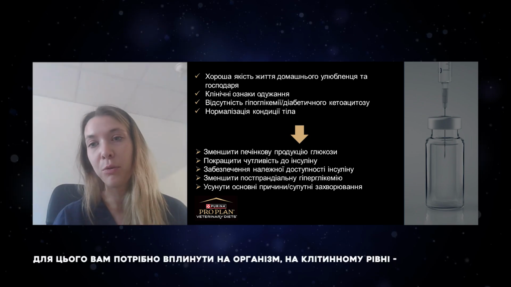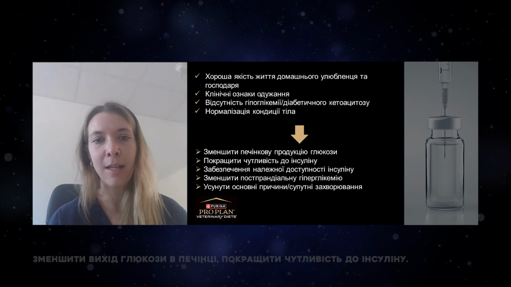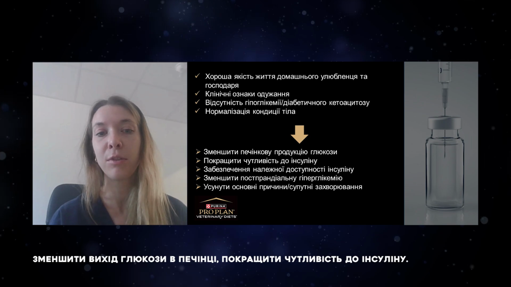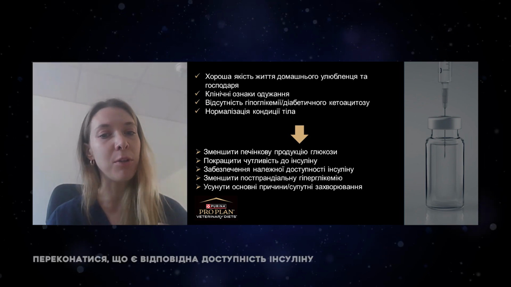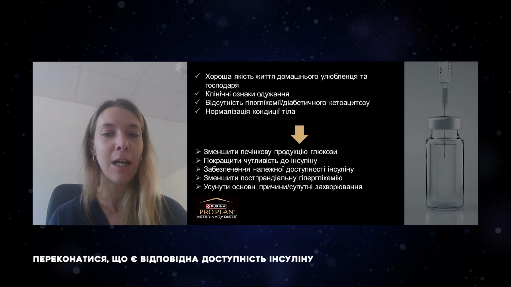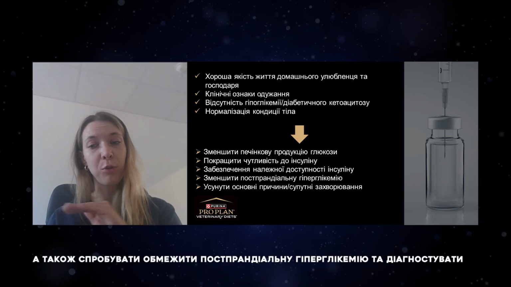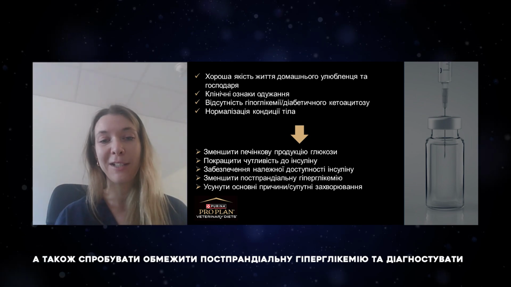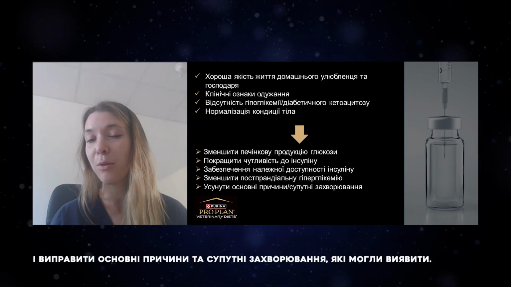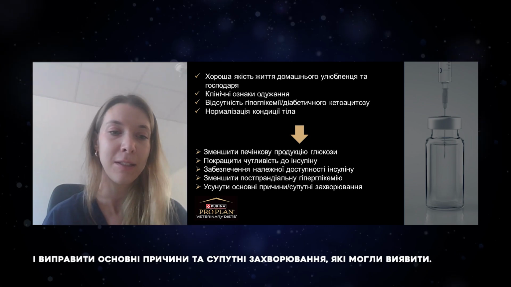So for that, what you need to do at the body, the cellular level, is actually decreasing the hepatic glucose output. You want to improve the insulin sensitivity. You want to make sure that there is an appropriate insulin availability. You also want to try to limit the postprandial hyperglycemia, and you want to diagnose and correct the underlying causes and comorbidities that you might have identified.